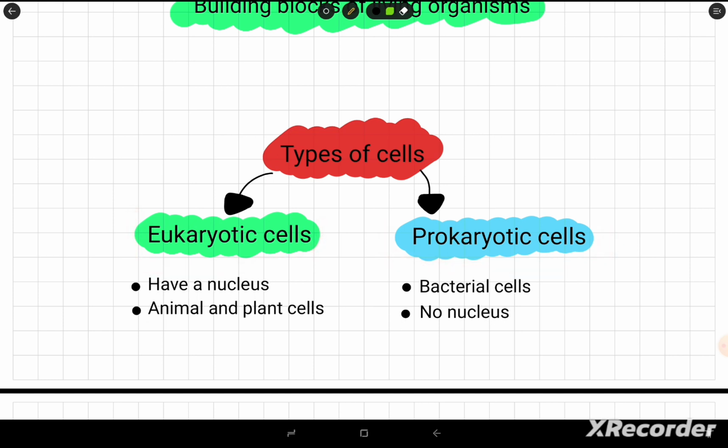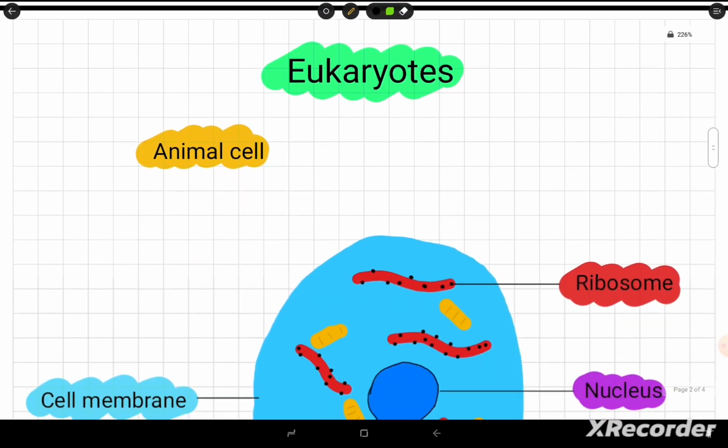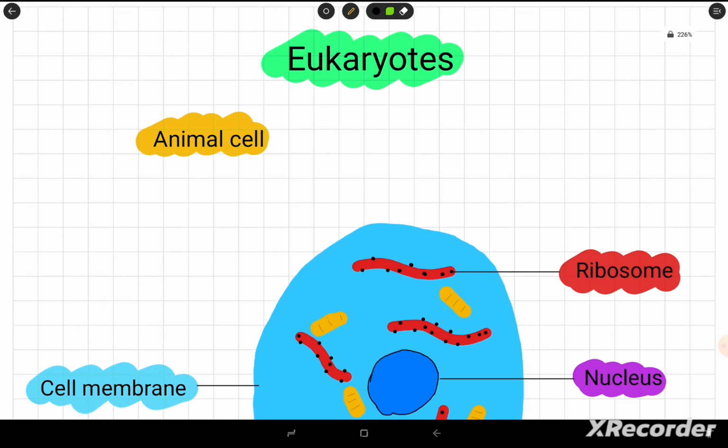Eukaryotes are mostly animal and plant cells, and their main distinguishing feature is that they have a nucleus. Whereas prokaryotic cells are usually bacterial cells, and their main defining feature is they have no nucleus. The main difference between these two is that eukaryotes have a nucleus, whereas prokaryotes do not. So in this video, we're going to start by looking at eukaryotic cells, and then in the next video we'll move on to prokaryotic cells.